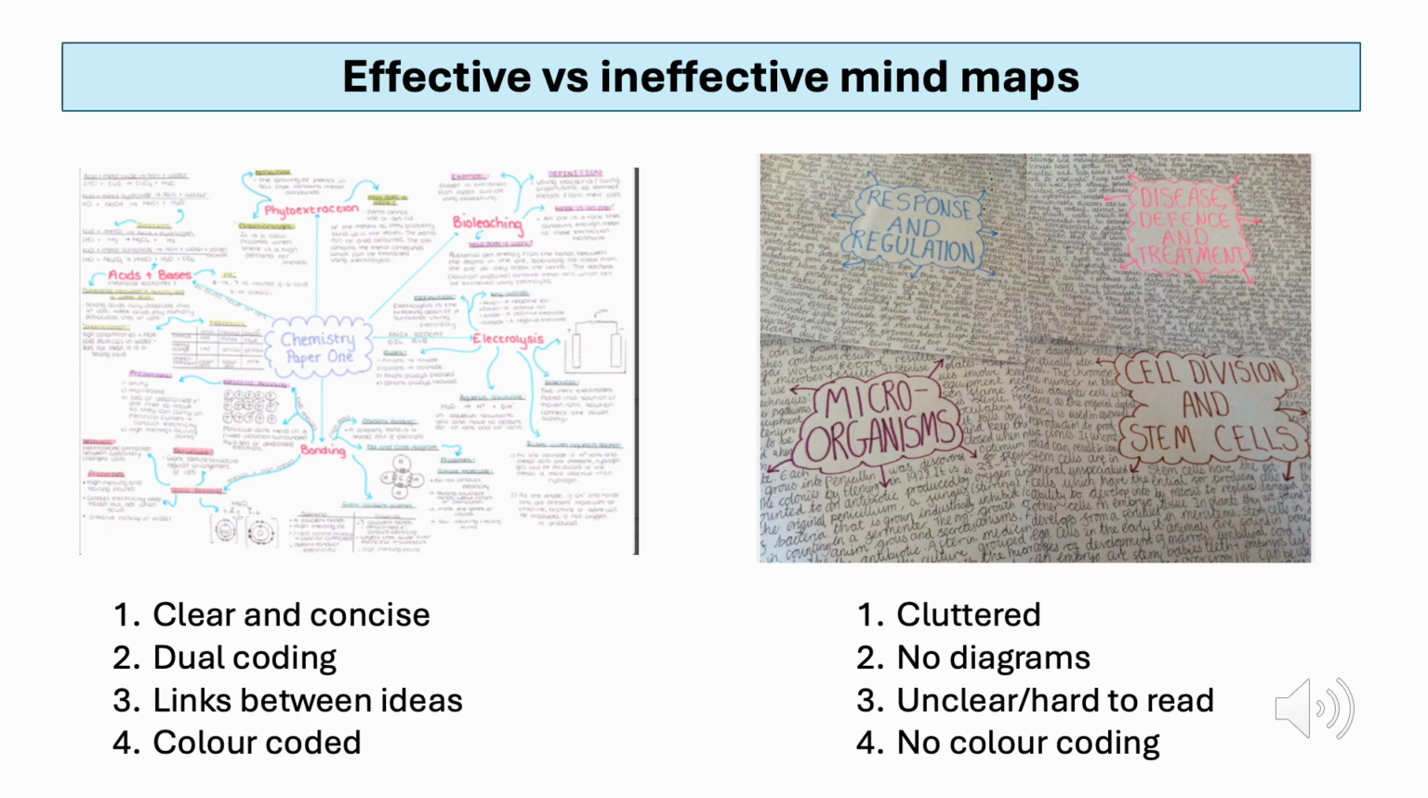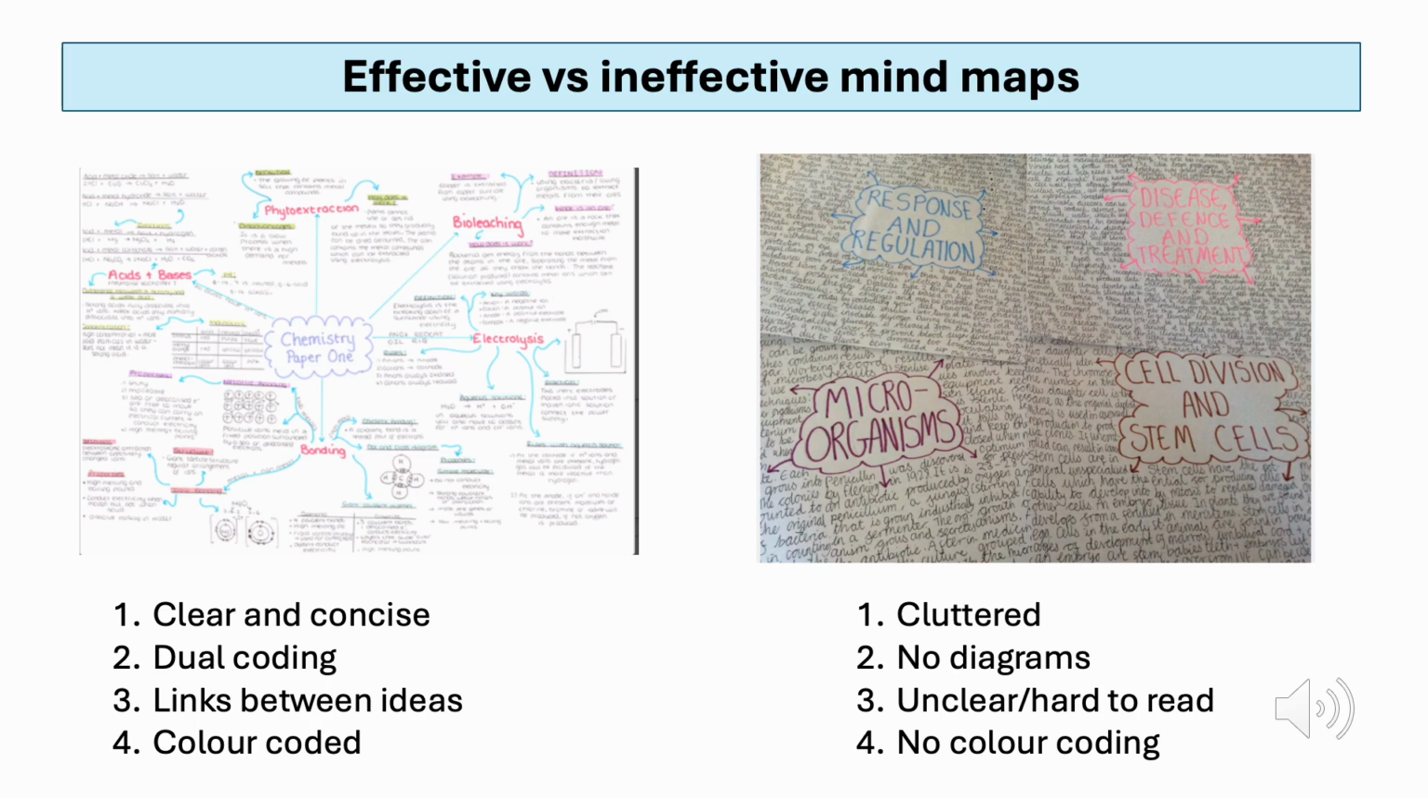So a really important thing to highlight when making mind maps is an effective mind map versus an ineffective one. So on the screen we've got 2 examples. On the left hand side we've got one that I would describe as effective, and then the other one is ineffective. So we'll talk through the effective one first. So it's clear and concise, nice and neatly laid out and spread out as far as they can on the page. They've also got something called dual coding going on.